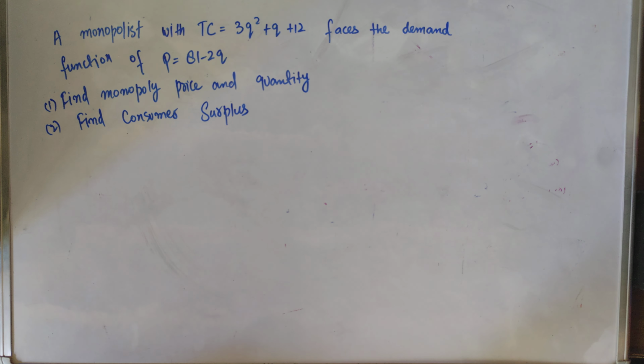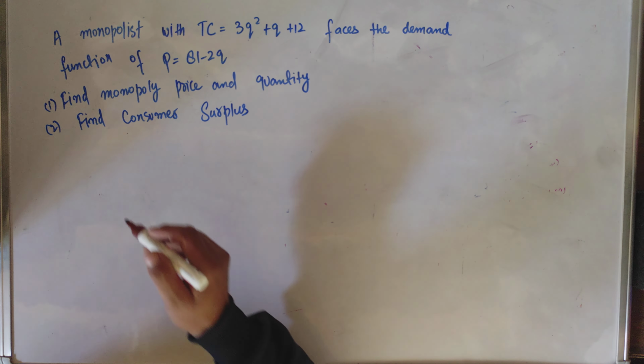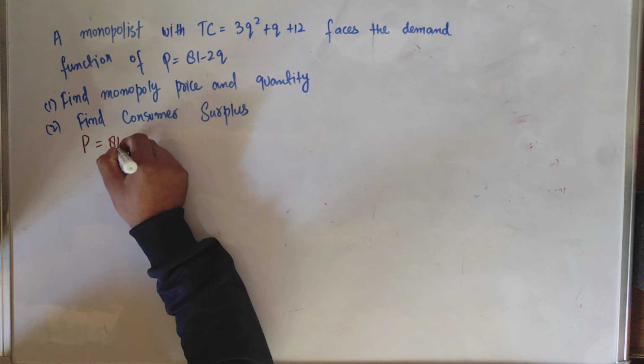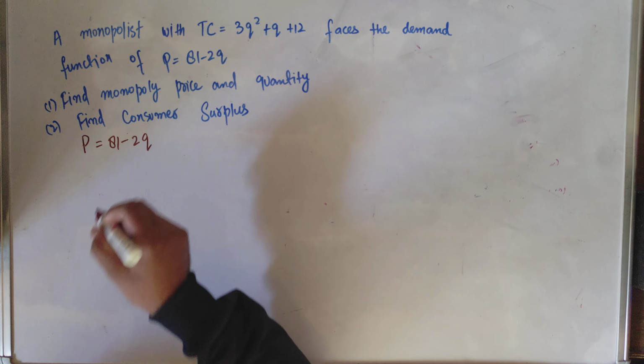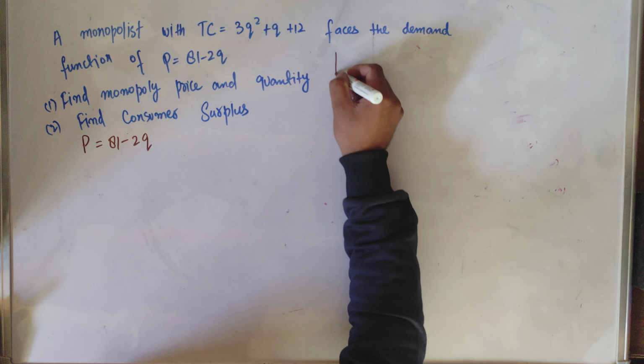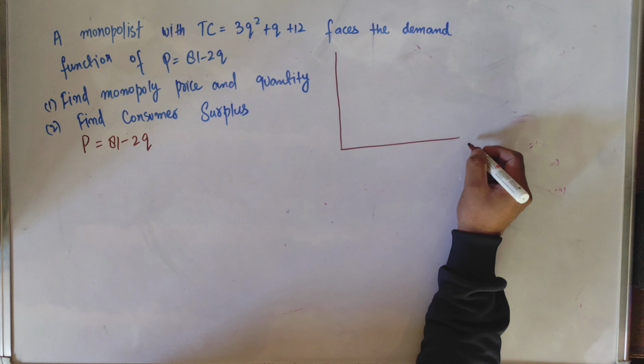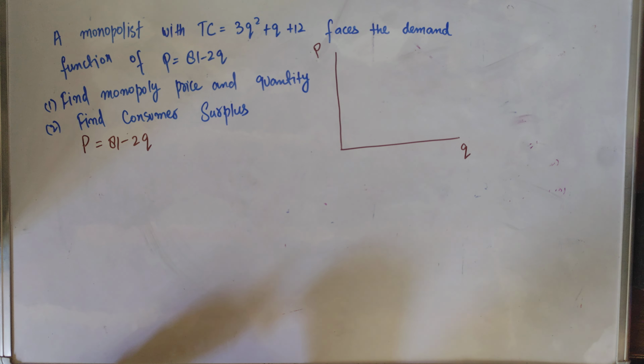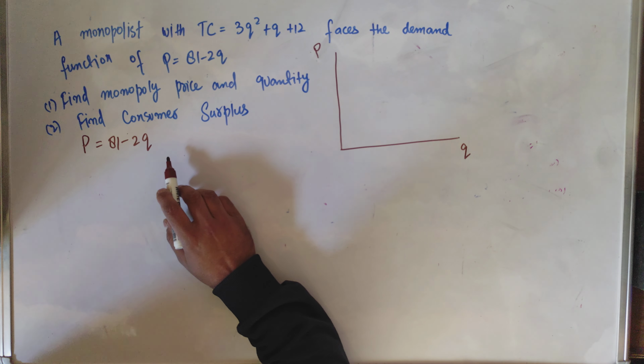We have to find out the monopoly price and quantity, and also the consumer surplus. Okay, so let us first find out the monopoly price and quantity. I will also draw the graph here. So let's write the demand function first. We have P is equal to 81 minus 2Q. This is our demand function, and if I draw it here, we have quantity on the horizontal axis, price on the vertical axis. Okay, so we have this inverse demand function.